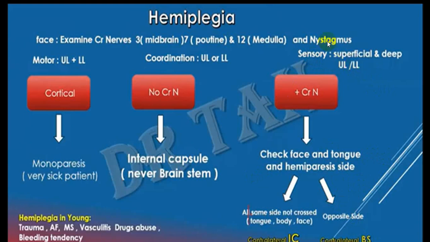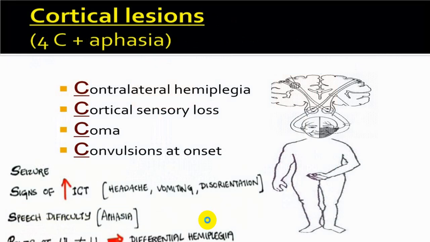If the person is having nystagmus, it will be the pons or medulla. Coordination involved, again pons or medulla. If it is a hemiplegia in the young, it may be trauma, atrial flutter or fibrillation, multiple sclerosis, vasculitis, drug abuse, particularly cocaine, or bleeding disorders. This will be the common pattern you can utilize.